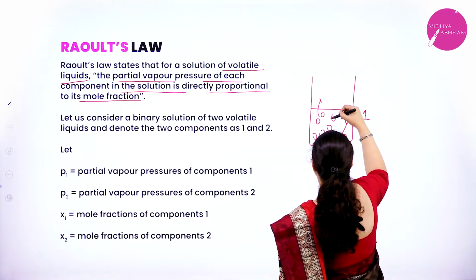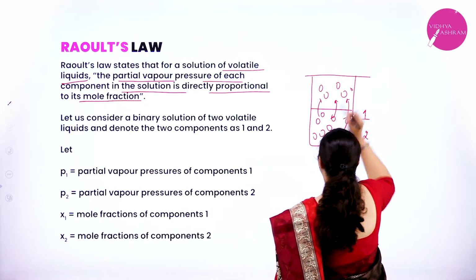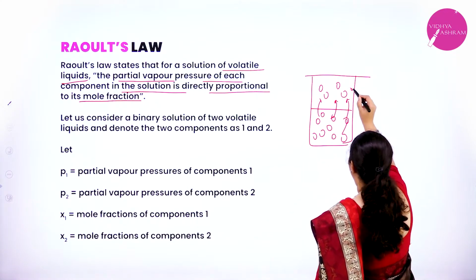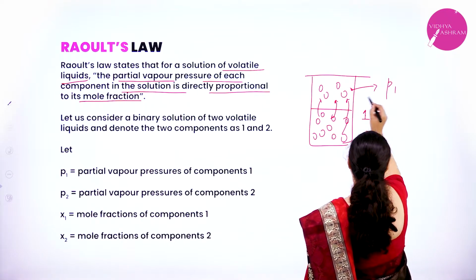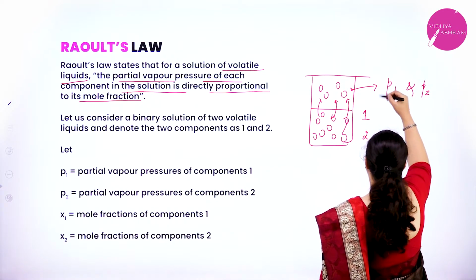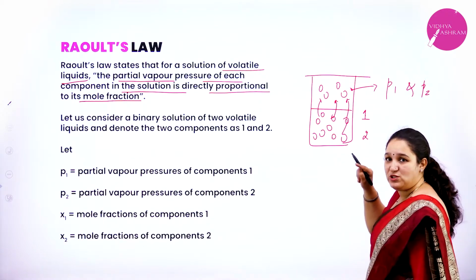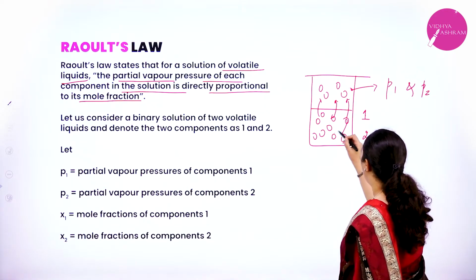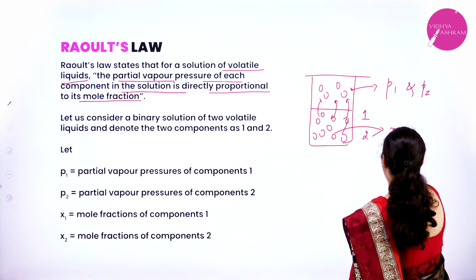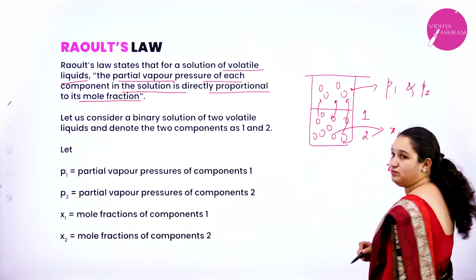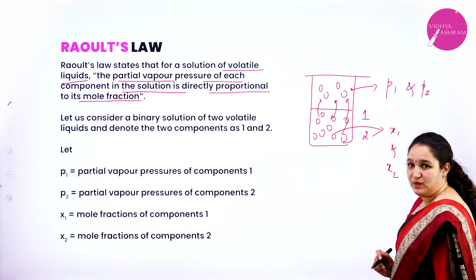Now their particles, as they are volatile, will go into the vapor phase. Correct? Now their pressure, I will take it as P1 and P2. P1 is the partial pressure of component 1, P2 is the partial pressure of component 2, and their mole fraction in the solution phase, I will take as X1 and X2. Mole fraction of component 1, mole fraction of component 2.